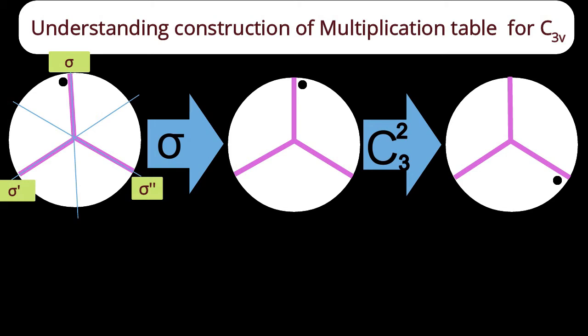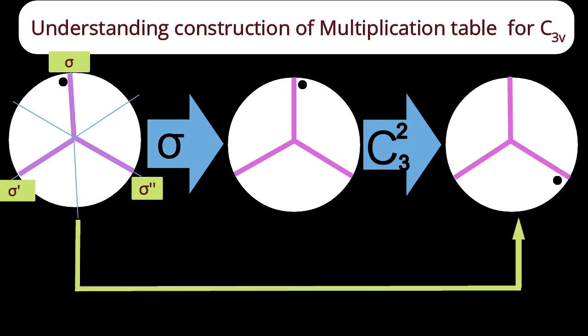Now I have to ask a question. How can I obtain the resultant structure from the original structure? In the original structure, the knot is in the upper region on the left side, and in the resultant structure, the knot is toward the right side but in the lower region. Yes, which operation shall I perform on the original molecule? It's sigma dash. Means sigma into C32 is equal to sigma dash. That's our derivation for one of the points in the multiplication table.